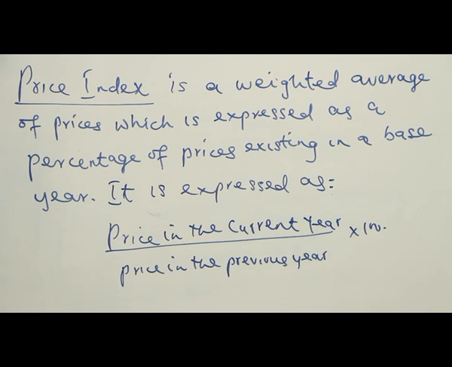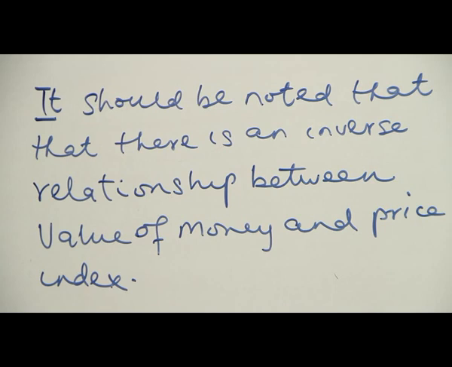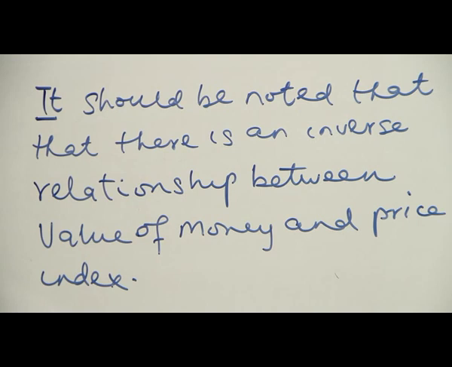Now, we are going to look at the relationship between value of money and price index. We conclude by noting that there is an inverse relationship between value of money and price index. What are we trying to analyze here? Once there is an increase in prices of goods and services, the value of money will drop. But where there is a decrease in prices of goods and services, the value of money will go up. So that is why I have said that value of money depends on the price level of goods and services in an economy. The two, value of money and price index, have an inverse relationship. If one is increasing, the other will be decreasing. But value of money is affected by price index.